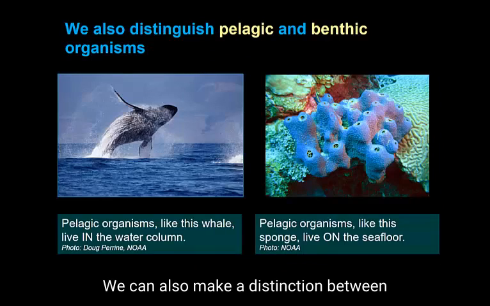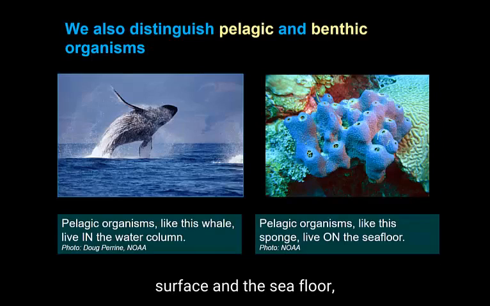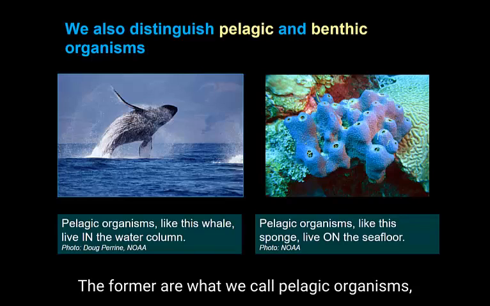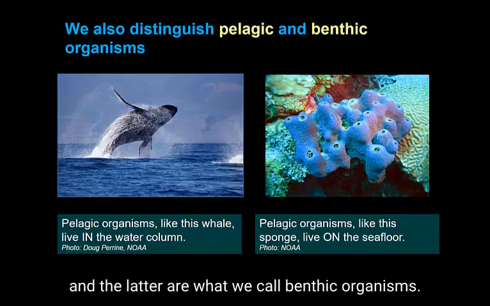We can also make a distinction between the organisms that are living in what we call the water column, meaning the water between the sea surface and the sea floor, and those that spend all or most of their lives on the seafloor itself. The former are what we call pelagic organisms, and the latter are what we call benthic organisms.